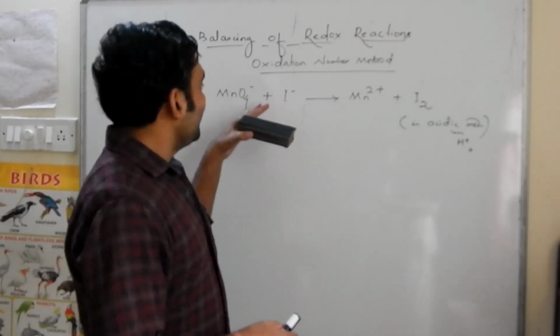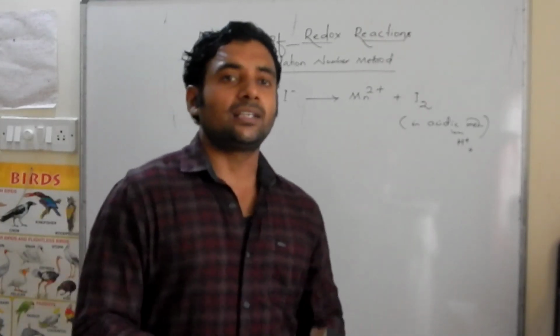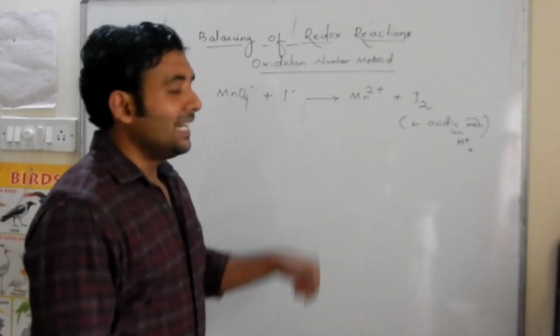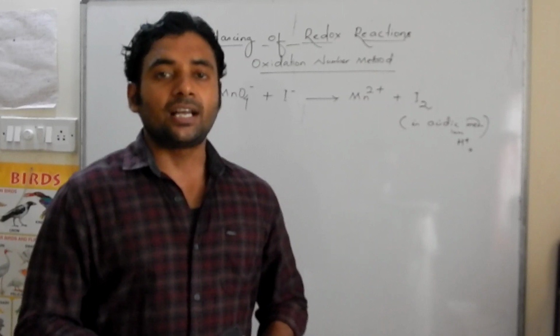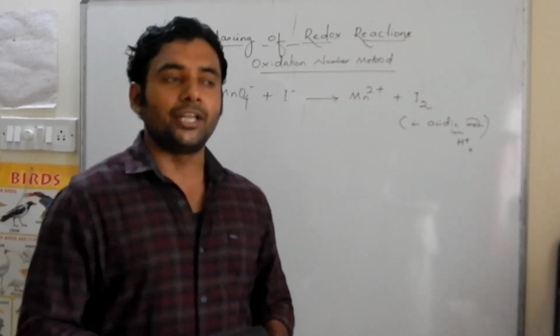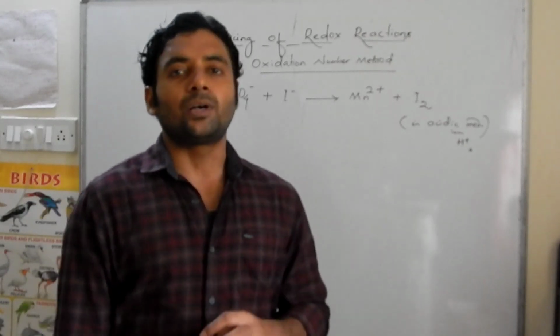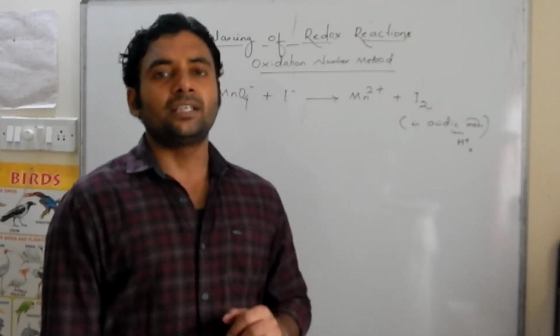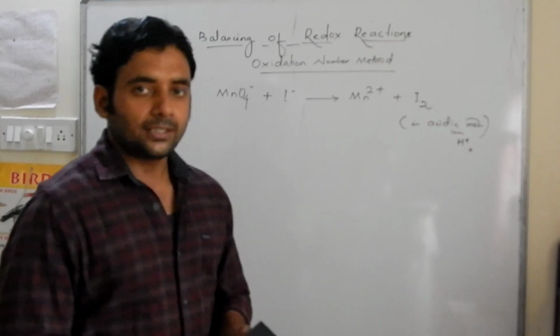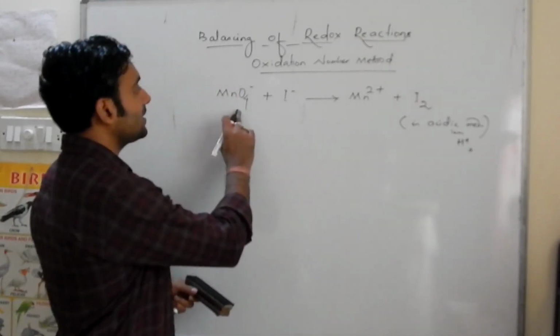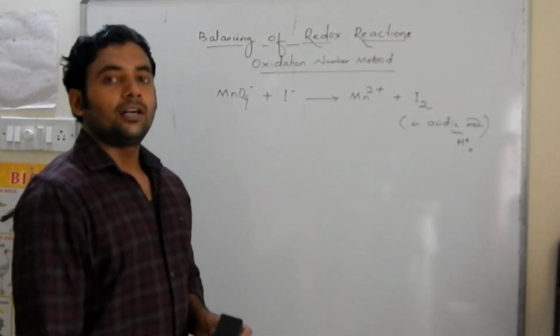While balancing the redox reaction, there are several steps that we have to take care of. The first one is to identify the substance which is getting oxidized and the substance which is getting reduced. For this, you should have the knowledge of the oxidation number of the species involved in the reaction. So let us write the oxidation number of the various elements present in this particular reaction.